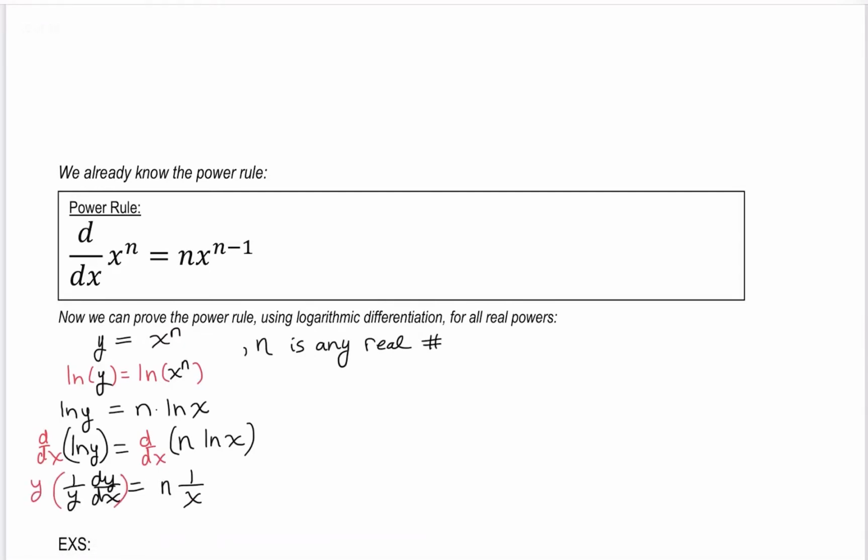And so my last step here, we're going to just multiply both sides by y, and we are now going to have that our dy dx is going to equal, oops, I forgot to show the y on the right hand side here, multiplying both sides by y. So we are now going to have our n times the 1 over x, and then the y gets replaced with what it was originally, which was x to the n. And then with our rules of exponents, x to the n divided by x to the first is x to the n minus 1. And so there we finally have proven the power rule for any real number.